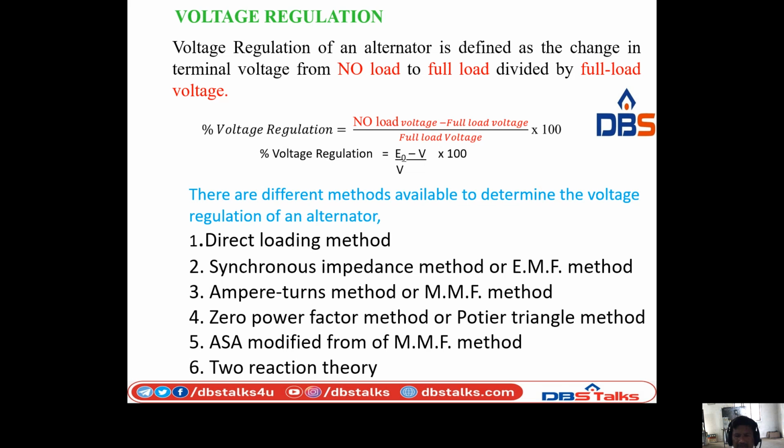But for our electrical technology syllabus, only one method is given, that is the synchronous impedance method or EMF method. We determine the voltage regulation by using the synchronous impedance method.